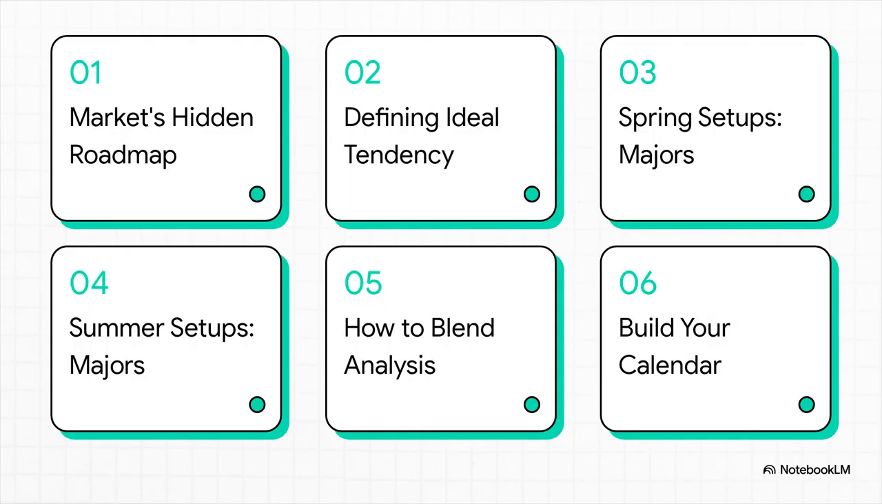So here's the game plan. First, we'll look at why these tendencies are like a hidden roadmap for the market. Then, we're going to define what makes a tendency ideal. After that, we'll dive into some real-world examples from spring and summer. I'll show you how to blend this analysis with other tools, and we'll wrap it all up by talking about how to build your own seasonal calendar.